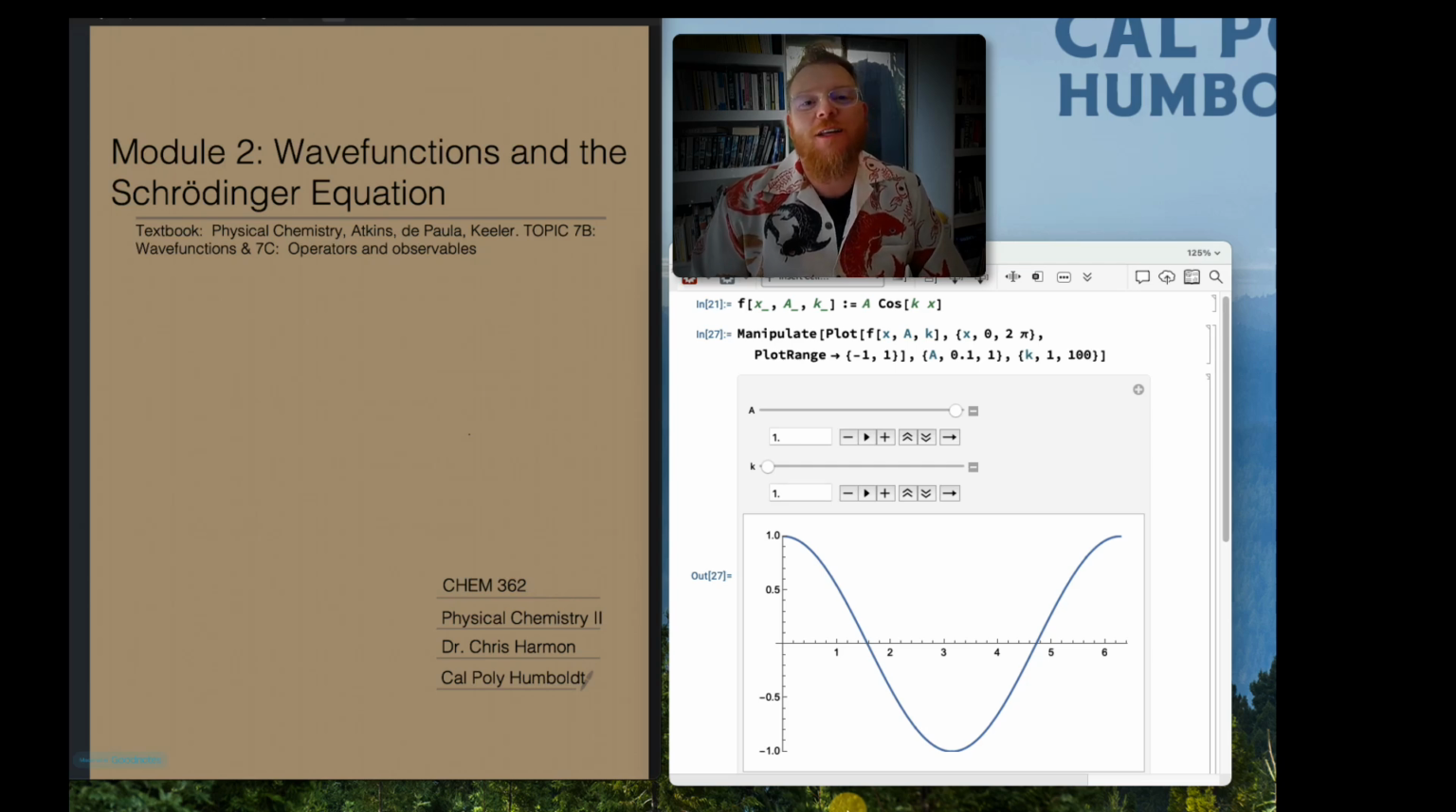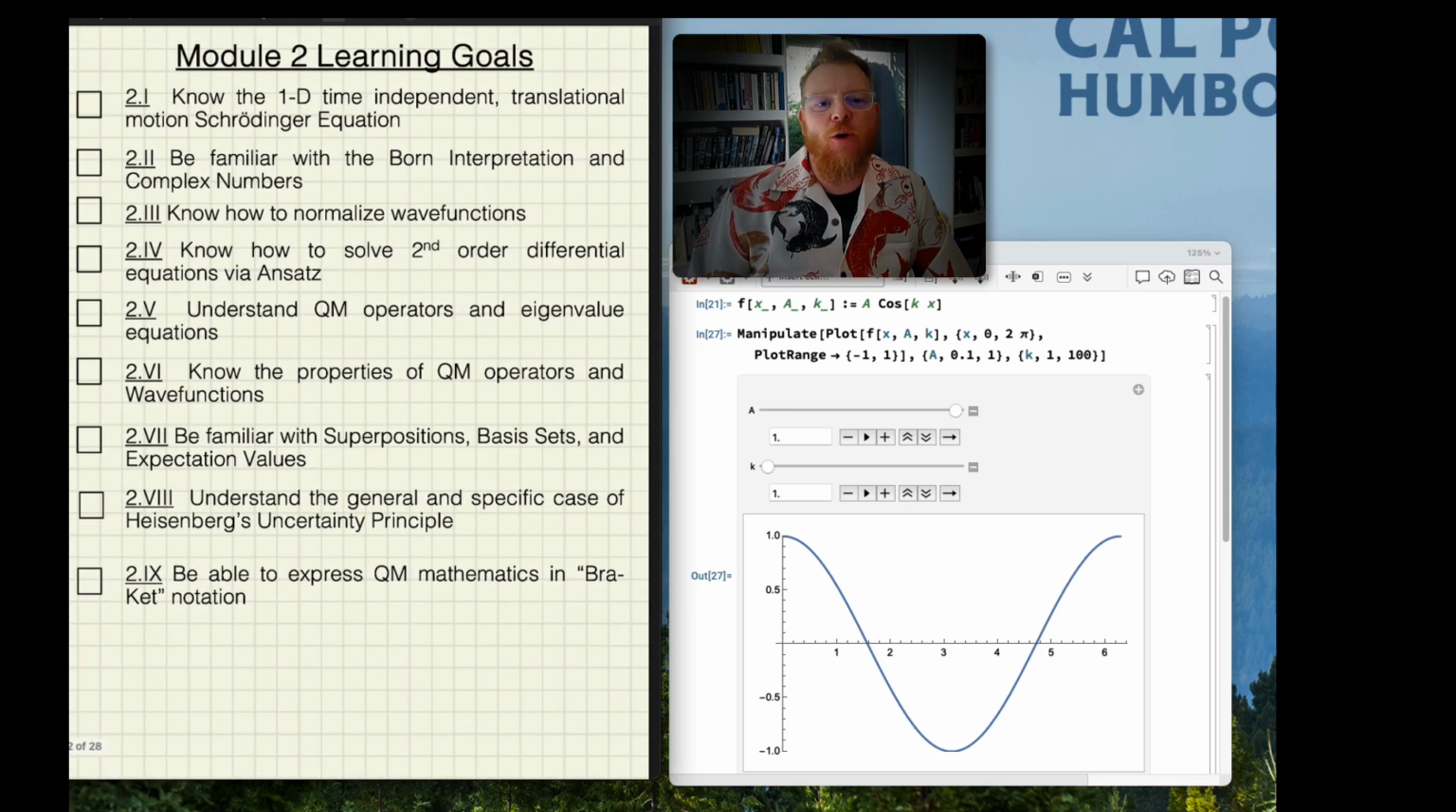Okay, folks, let's dive right into it. We're ready to get into Module 2, wave functions and the Schrödinger equation. And in our first learning goal in this module, I'm going to introduce the one-dimensional, time-independent, translational motion Schrödinger equation.